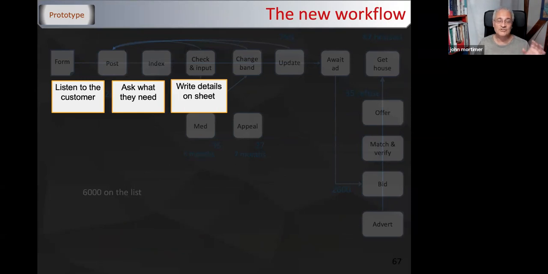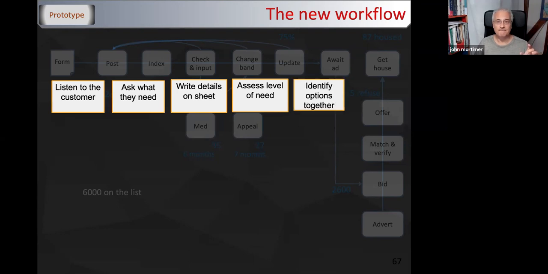So these are all the steps, not just the value steps, but the steps. We then, together with them, at the same time that they're sitting in front of us, assess their level of need and we discuss what that looks like and we tell them. And we identify potential options together in the same conversation.